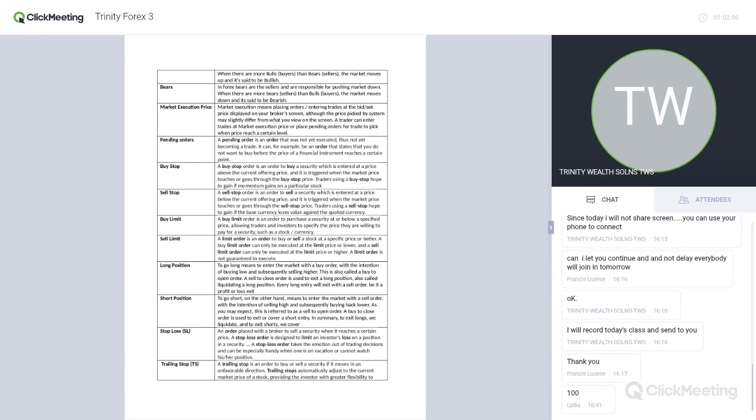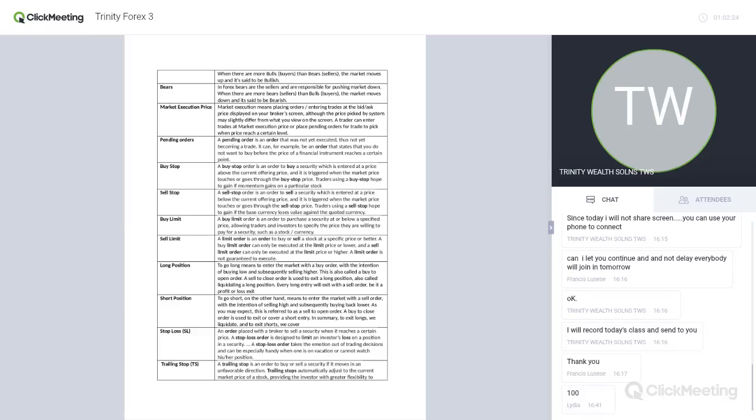Then we have the pending orders. What happens? You can actually say, no, the market is here, but I feel the market is going to move in this direction. So you decide the price you are comfortable with, and you then use the pending orders. There can be a pending order to buy or a pending order to sell. So you're going to see the types of pending order, whether you're buying or you're selling.